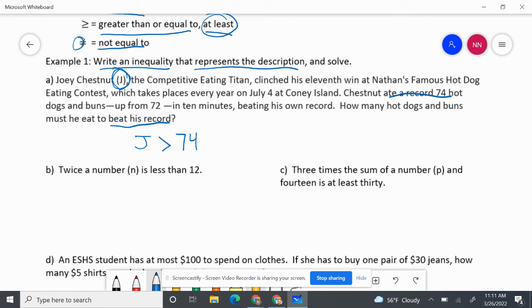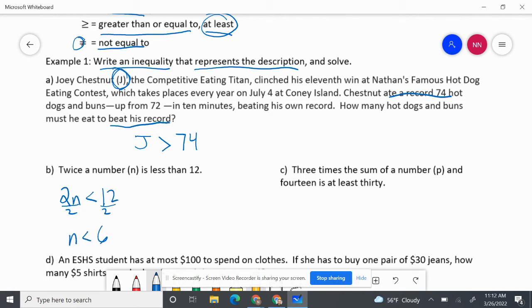For this next one, it says twice a number n is less than 12. So twice n would be 2n is less than 12. Here we have it set up. We're going to solve it by dividing by 2, and we get n is less than 6.